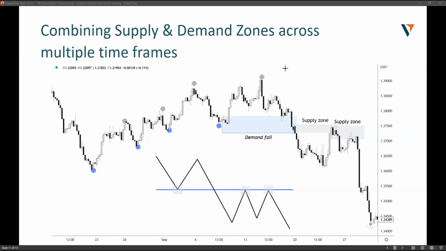Okay, not seeing the time frame. Oh, let me just change this.